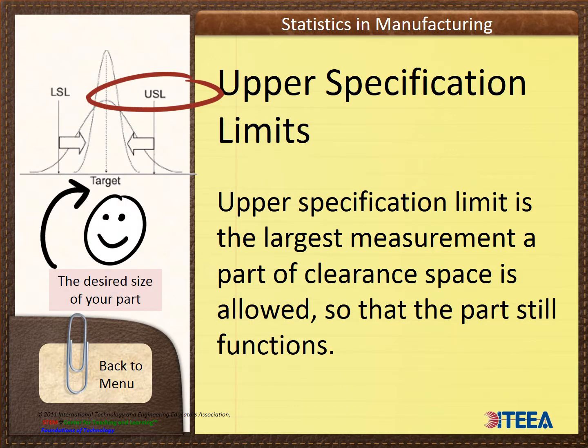Your upper spec limit. Your upper spec limit is the largest measurement a part or clearance space is allowed so that the part still functions. Remember we were talking about the door. If you're past the upper specification limit, your door may not close. So you've got the frame on the side of the door, and you need to make sure you stay within the specs or your door won't close. If you're on the lower tolerance of your specs, then the problem is the door may close, but you've got a gap there and you don't have the privacy. So your parts are not functioning well.